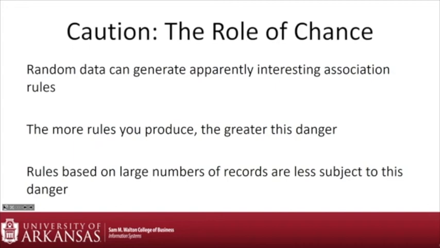However, when we have a large number of records, then we're less subject to this danger because now you're going to have more and more data. So the more data that we have, then we're going to be able to see, oh, this is happening a lot. When you have smaller amounts of data, you can find basically some noise. The more data you have with association analysis, the better, because then you have more support for each of your rules.